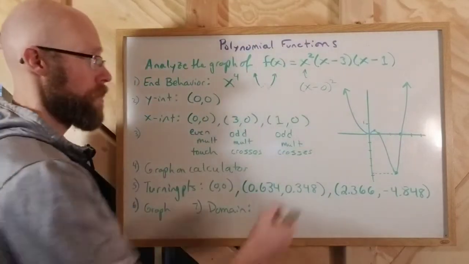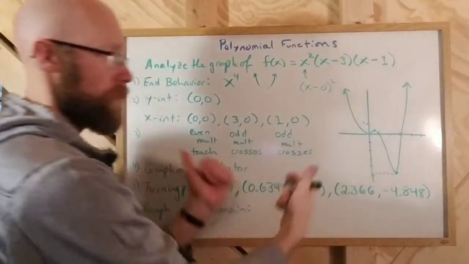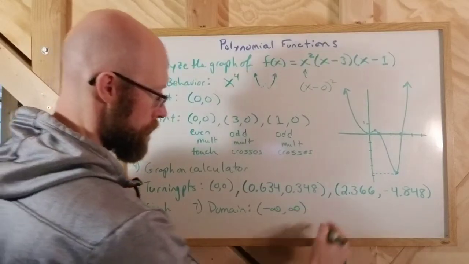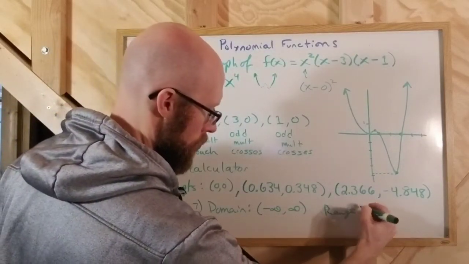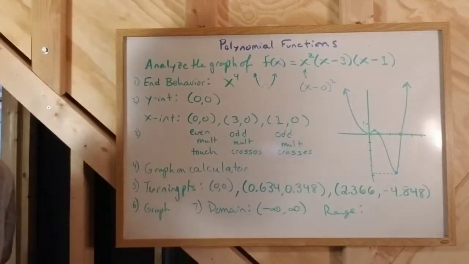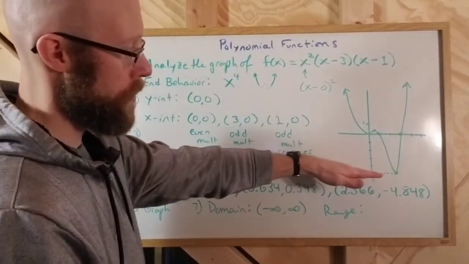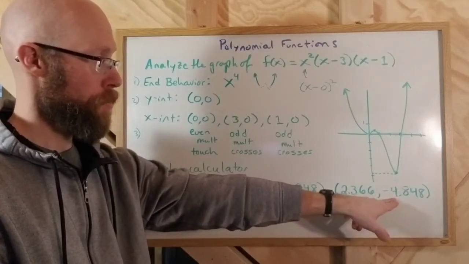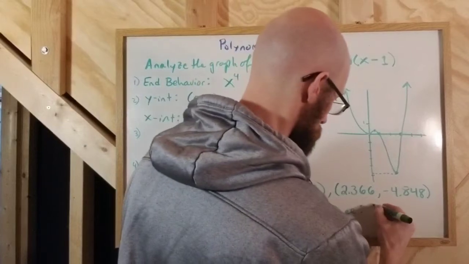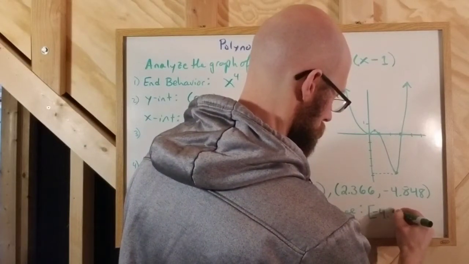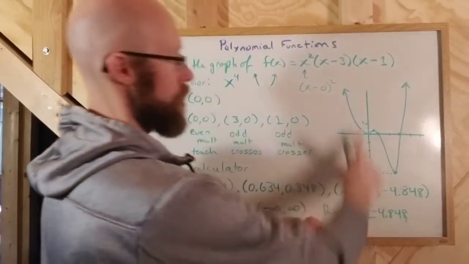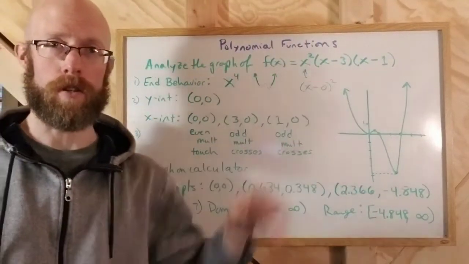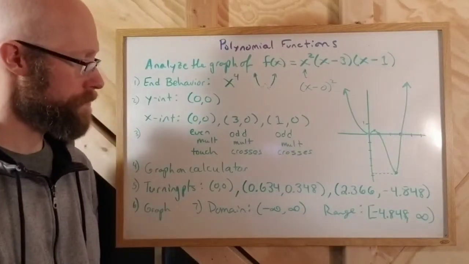It's all real numbers, right? These arrows, the tails, go left and right indefinitely. So all real numbers will be the domain. And the range, well, the range on this one starts at the low point, the absolute min, which would be our negative 4.848, and goes up to infinity, right? Remember, the range is the y values, your vertical values of the graph.